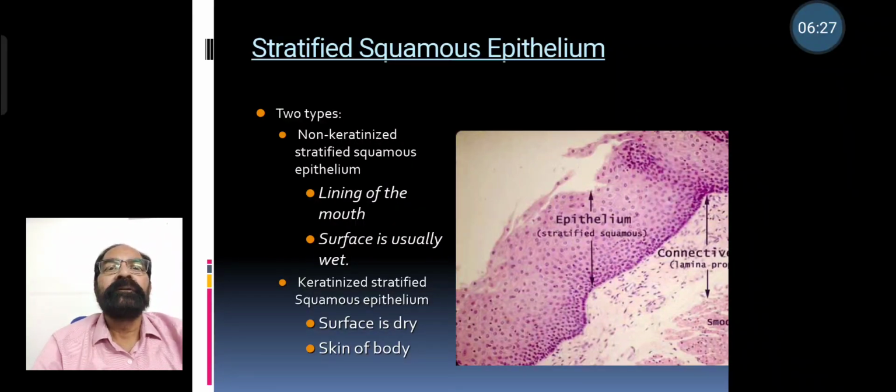There are two types, non-keratinized and keratinized epithelium. The lining of the epithelium surface is usually wet. Keratinized stratified squamous epithelium surface is dry, for example skin of the body.